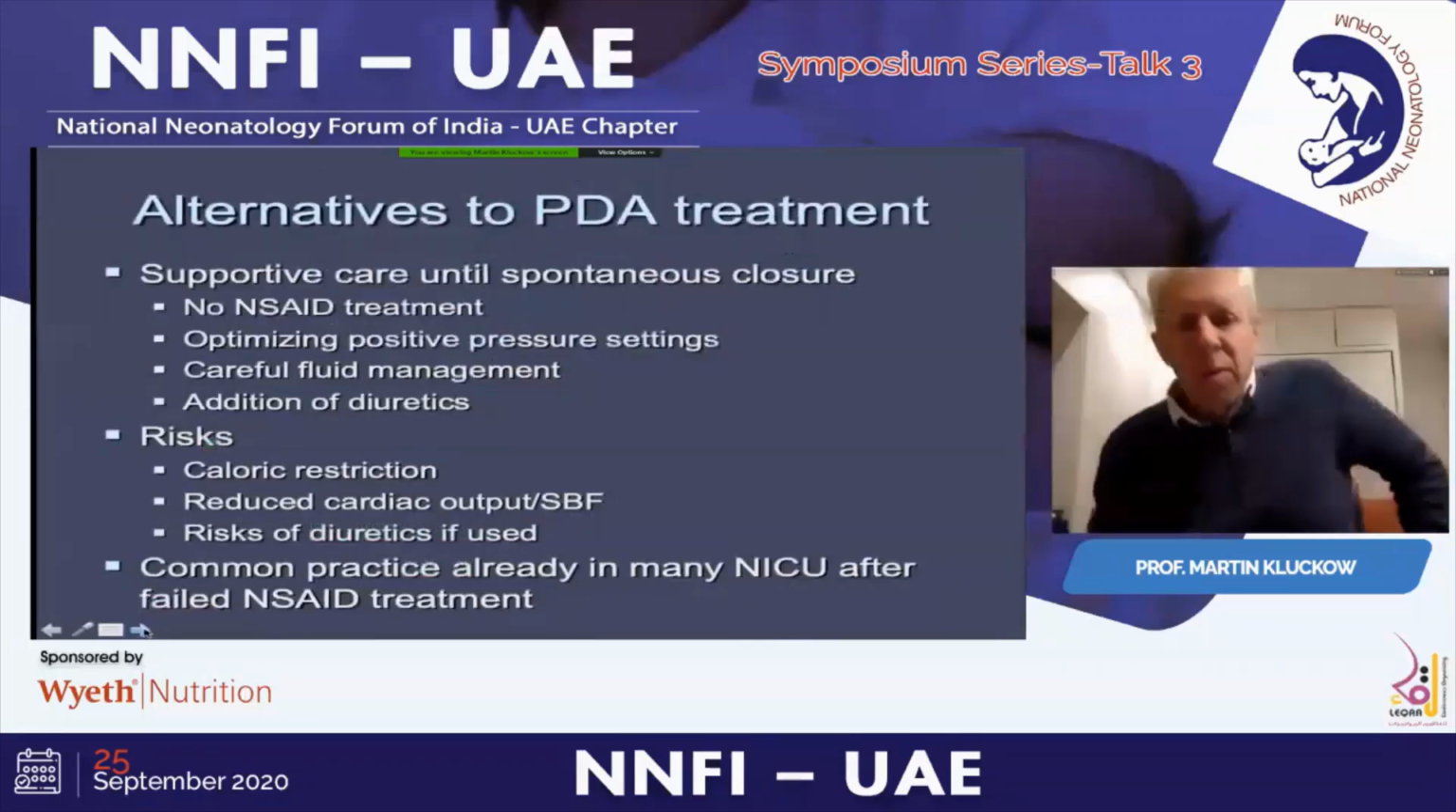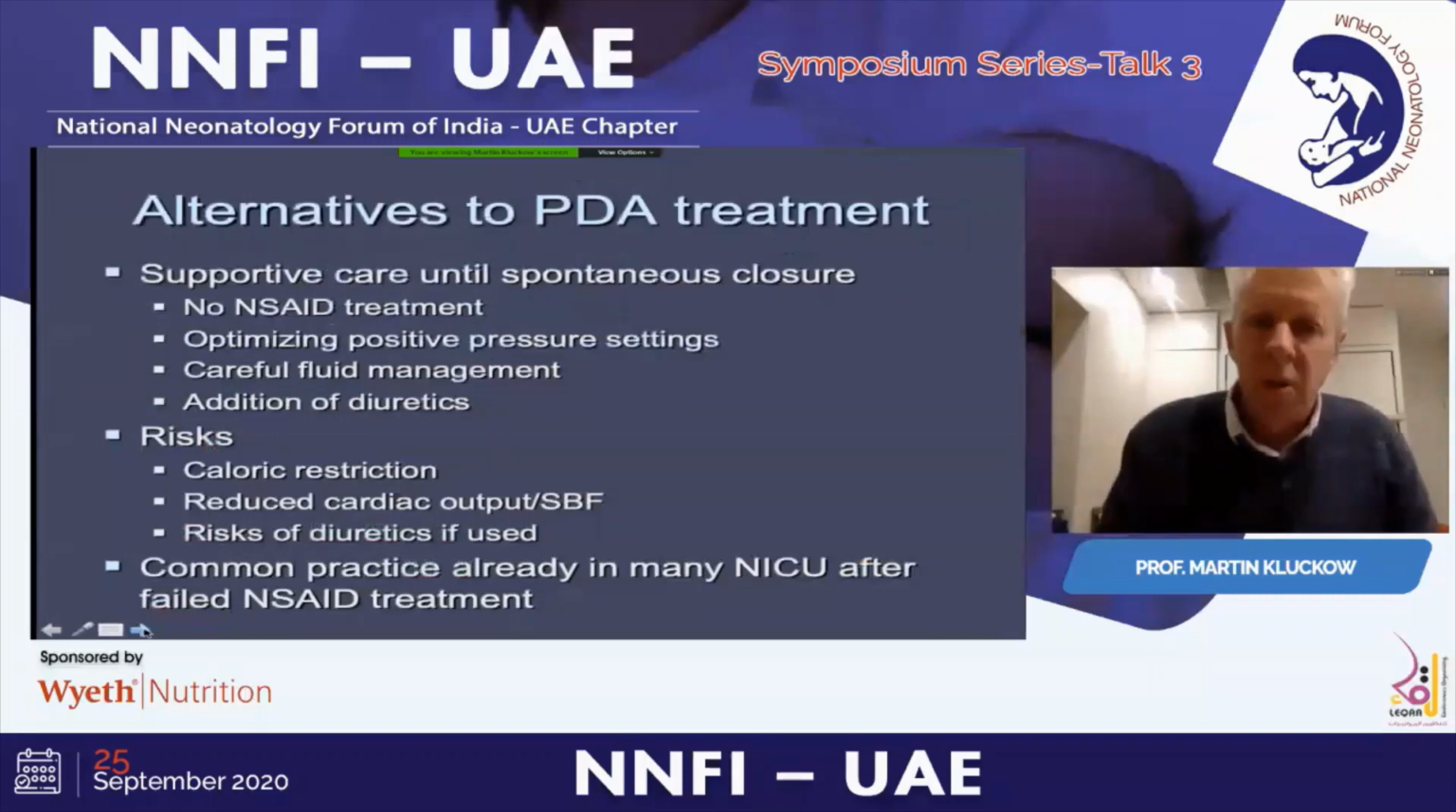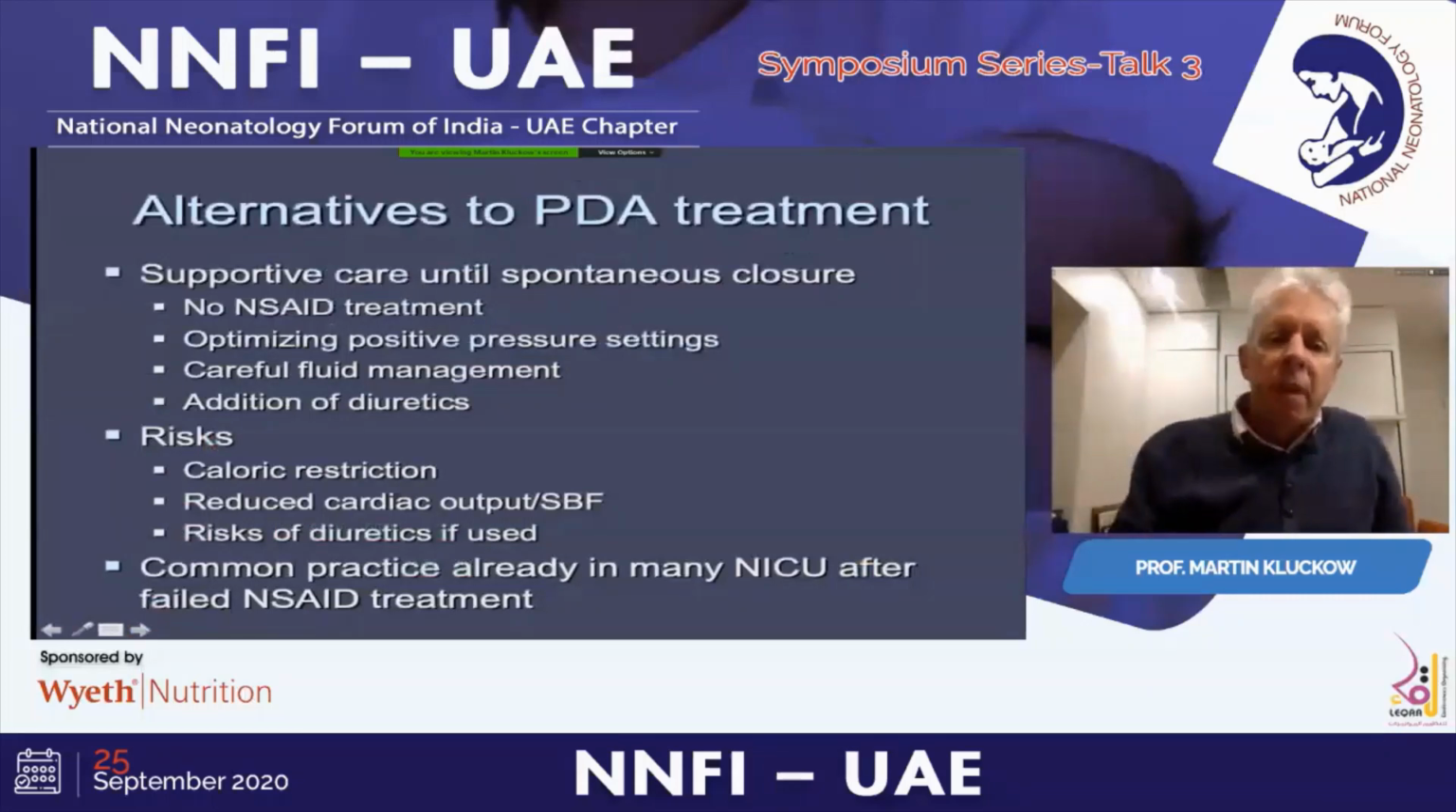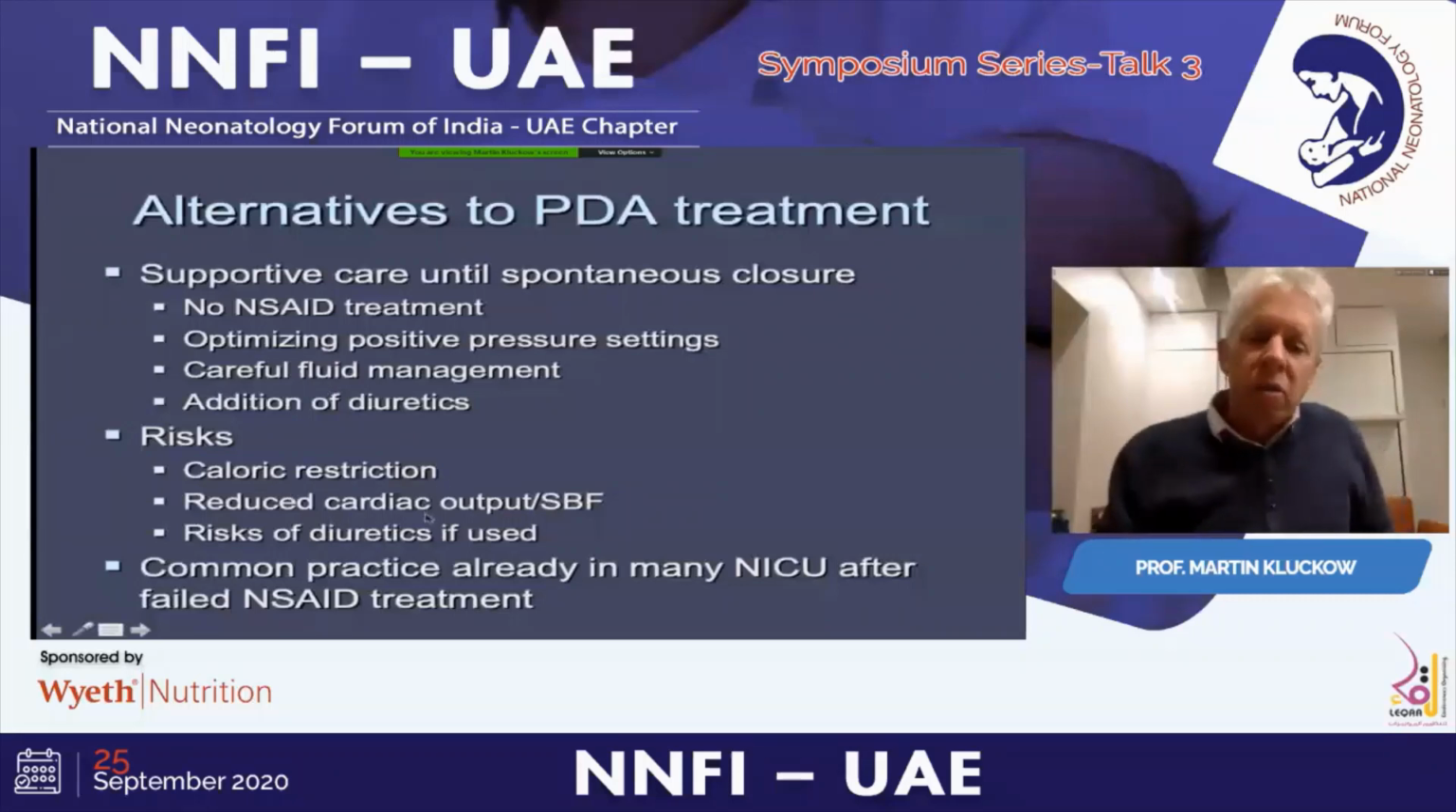So it brings me to supportive care as an alternative to PDA treatment. Supportive care usually consists of some combination of these things: no non-steroidal treatment, optimising the positive pressure and CPAP settings, careful fluid management, including fluid restriction, and judicious addition of diuretics at certain points. There are risks that have already been identified: caloric restriction and restricting the fluids too severely, which results in reduced cardiac output or systemic blood flow, and the risks of excessive use of diuretics.